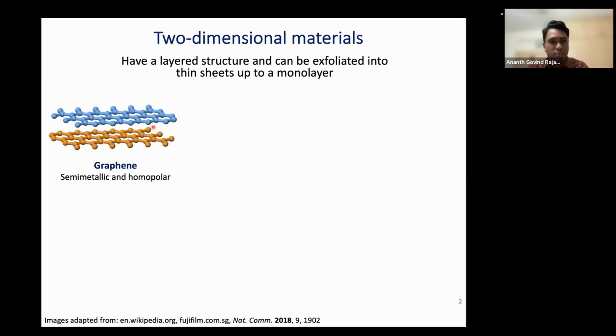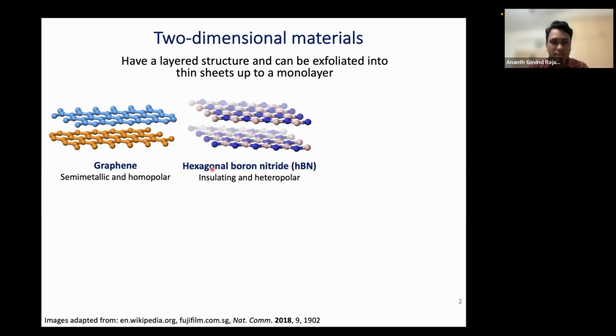Graphene is the prototypical one, composed of a single layer of carbon atoms, and this is semi-metallic and homopolar. But then there are others, like hexagonal boron nitride, where instead of just carbons in the single layer, every other atom is a nitrogen, in blue color, and every other atom is a boron, in cream color. Just by replacing all the carbons with alternate borons and nitrogens, you get an insulating material with a very large band gap. And of course, this is a heteropolar material.